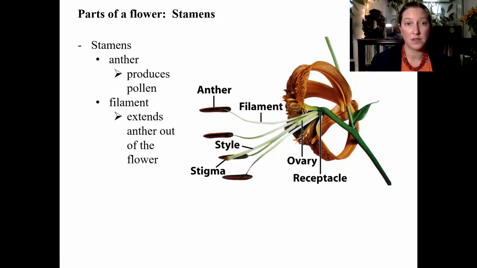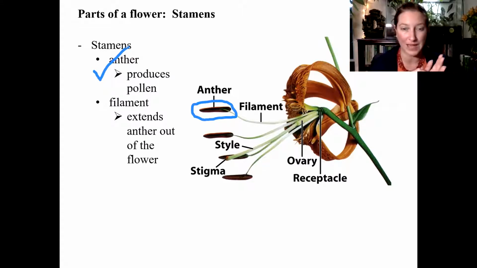Now we'll talk stamens. So stamens, on this flower that we see here, which is a lily, there's lots of different stamens. And each of those has an anther and a filament. So here is one anther. And the anther's job is to produce pollen. So that's going to be where pollen is made, which will ultimately get brought to the stigma. And I always say sticky stigma because the sticky stigma catches the pollen, right, on the previous slide.